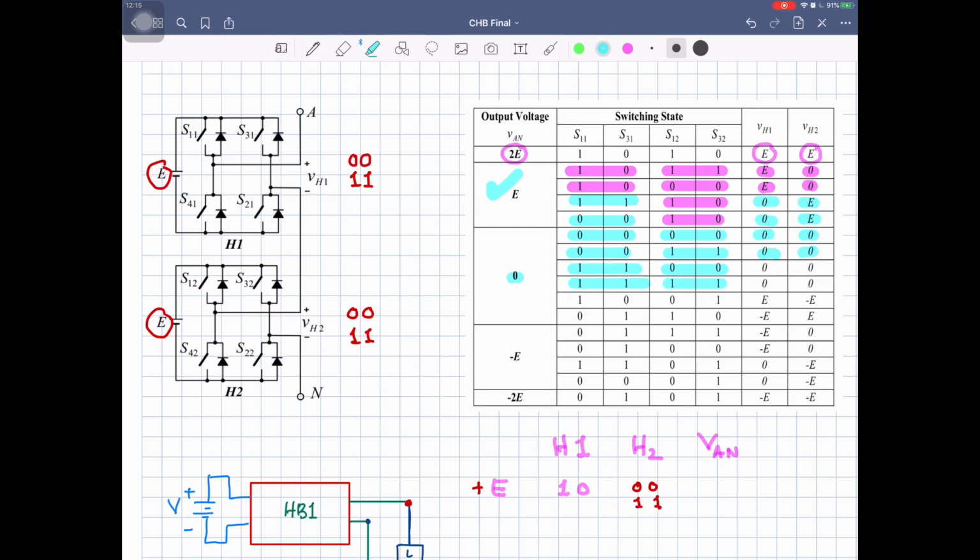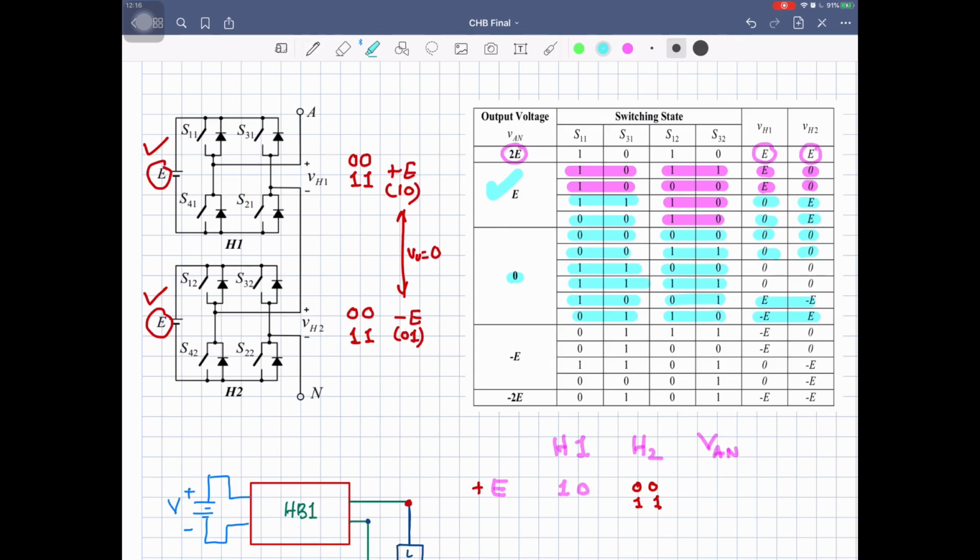Another combination for which you will get 0 is if you get plus E from here by applying the switching combination 1 0, and you get minus E from here by applying the switching combination 0 1. Your net output voltage will be 0, because whatever is the supply over here, the same supply is over here, and they will give you opposite polarities at the output and cancel out each other, and the net load voltage V naught will be equal to 0. So you can get 0 volt by this combination 1 0 and 0 1 or 0 1 and 1 0. You can see over here the first inverter will give you E and the second inverter will give you minus E, and the net output voltage will be 0.